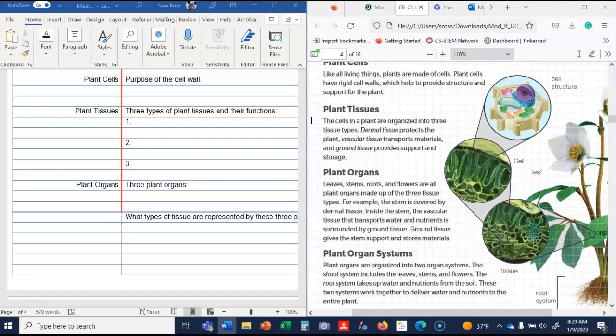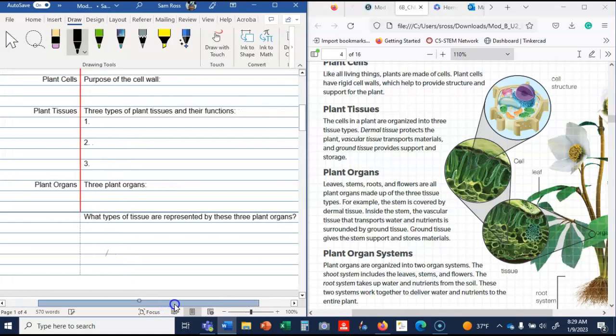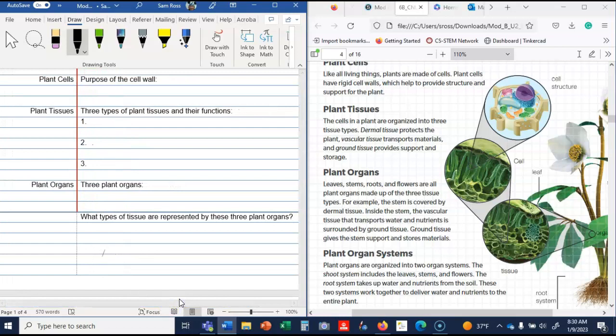Oh, here we go. It's right under plant cells. It says, like all living things, plants are made of cells. Plant cells have rigid cell walls to help provide structure and support for the plants. So the purpose of a cell wall is to provide structure and support for the plant. There are 3 types of plant tissues: dermal tissue, vascular tissue, and ground tissue. Dermal tissue protects the plant. Vascular tissue transports materials. And ground tissue provides support and storage.